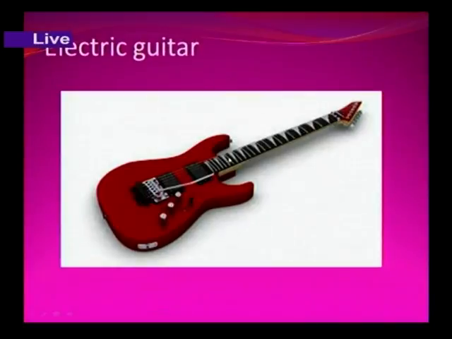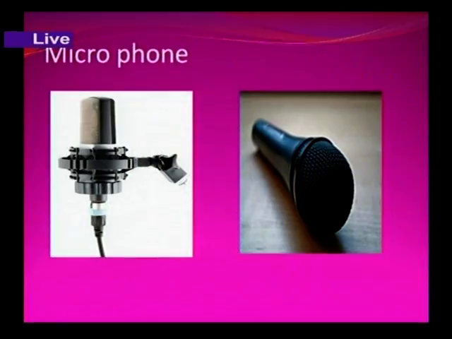Also, inside the electric guitar there will be a magnet. So whenever we pluck the strings of the electric guitar, the magnet oscillates back and forth, and automatically it produces electricity. So due to this it produces sound. And also let us see another example, that is the microphone.